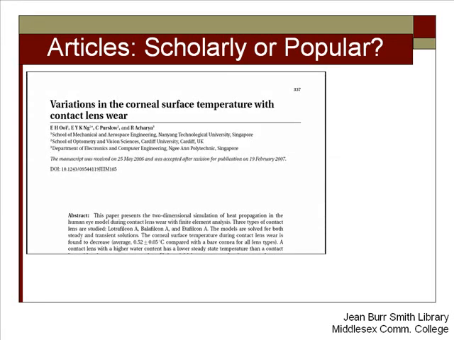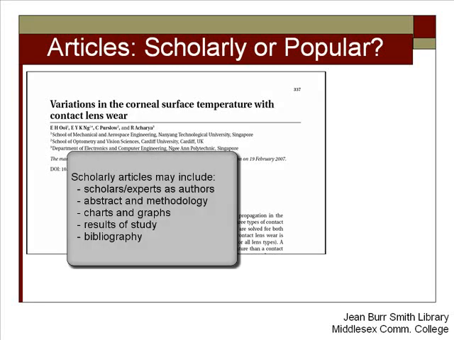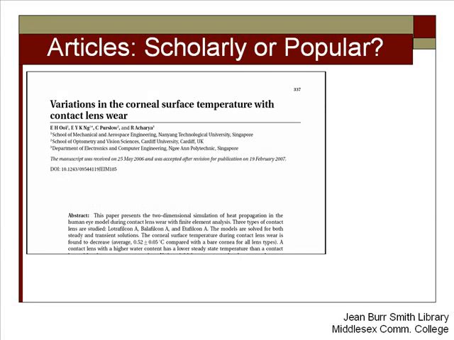The scholarly journal will most likely include the names of the authors up front, mostly scholars and experts in their fields with many credentials. The article may include an abstract, detailed methodology about the study, lots of charts and graphs and few pictures, findings from the results, and an extensive bibliography at the end of the article. By the way, the bibliography is a rich source for additional sources of information.